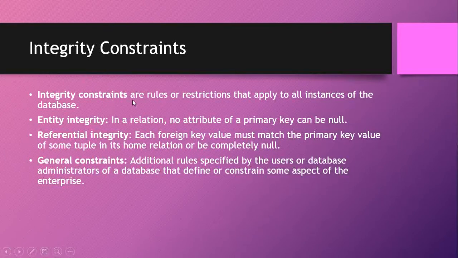Integrity constraints are rules or restrictions that apply to all instances of the database. Like we have seen the domain constraints, if the age is selected as number, you can only enter a number in that age field. You cannot enter text there. So that is the domain constraint. Here we have some other constraints like entity integrity. In a relation, no attribute of a primary key can be null. We have defined primary key as a selected field which uniquely identifies all the records of a table.